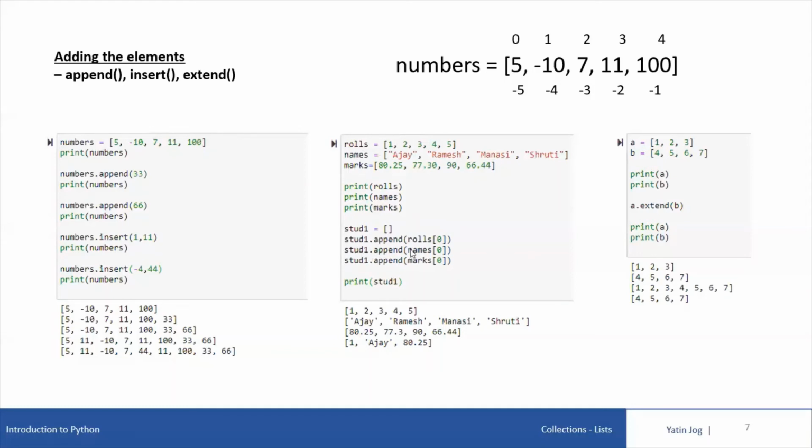Then I am calling stud1 dot append. So right now 1 is present, and then I'm appending 1 name from names, which is at 0th location, Ajay. So 1 will be pushed into this stud1, then Ajay. Similarly 80.25, and then if I print stud1, it will print 1, Ajay, and 80.25. Because of these 3 appends, I am taking first roll number, first name, and first marks from these 3 list variables, and then I am creating one student record. And if I then print stud1, it will print 1, Ajay, and 80.25.